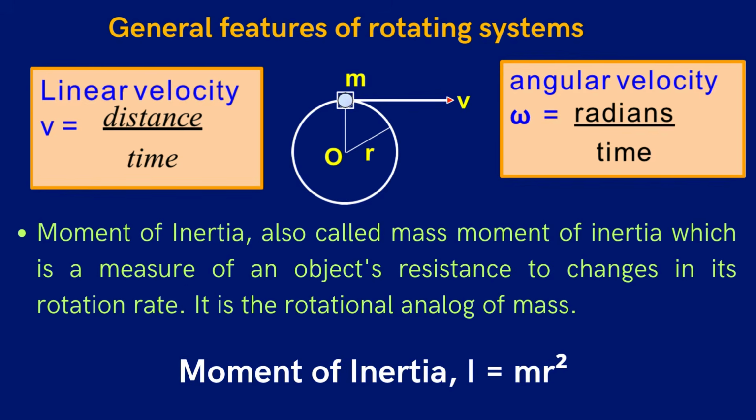Here, we will know the general features of rotating systems. Linear velocity, v, is defined as distance traveled per unit time. In rotational motion, angular velocity, omega, represents the angle swept in radians per unit time. Here, the diagram shows a mass m rotating at a distance r from the center, with linear velocity tangential to the path. The moment of inertia of a rotating molecule, I, is equal to m r squared, measures resistance to changes in rotational motion and is the rotational analog of mass.